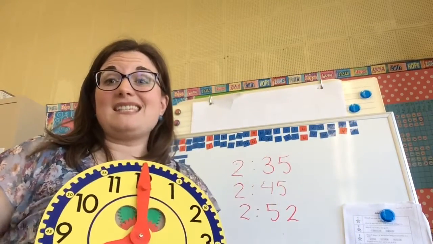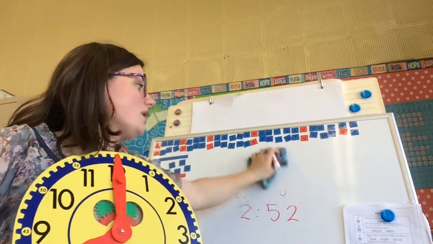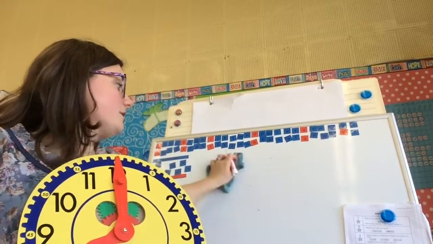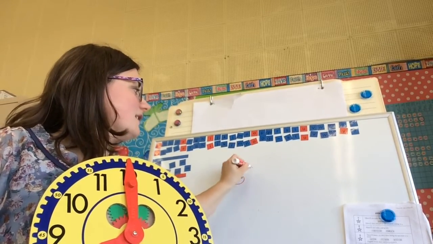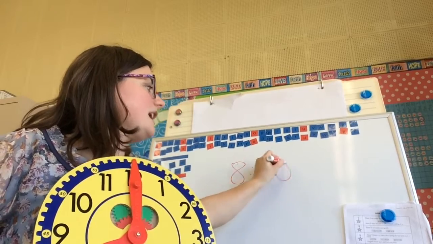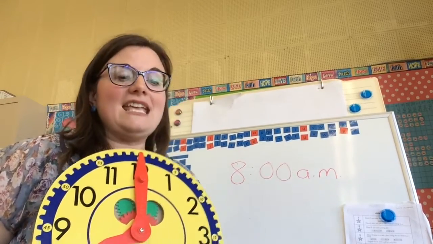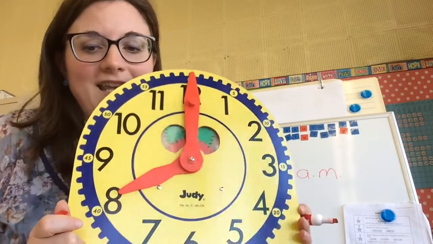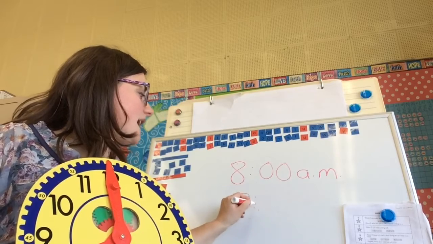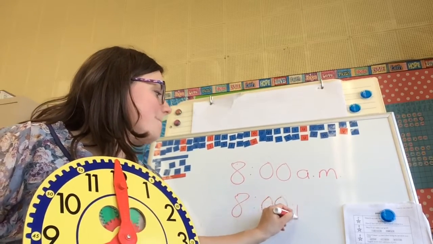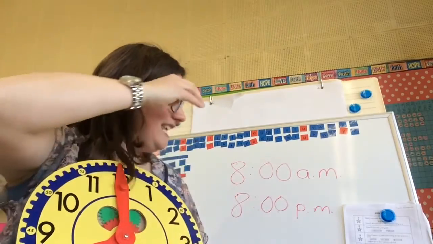The way that we can tell whether it's the morning, I'm brushing my teeth because I just had breakfast, or if I'm brushing my teeth because I'm getting ready for bed, we would write 8:00. We write a.m., and that means in the morning, okay? And if I was brushing my teeth to go to bed, I would write 8 p.m., and that is for in the evening.